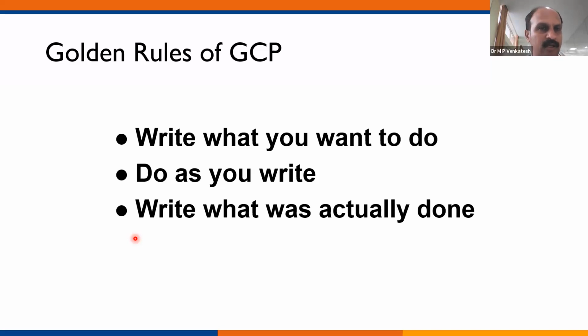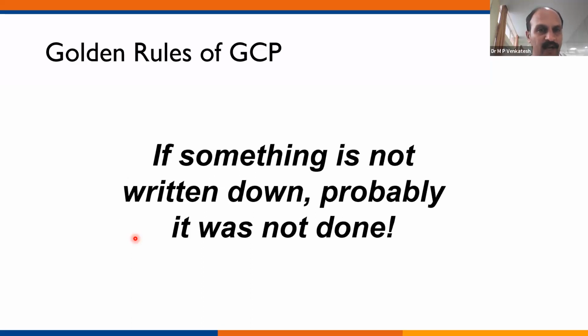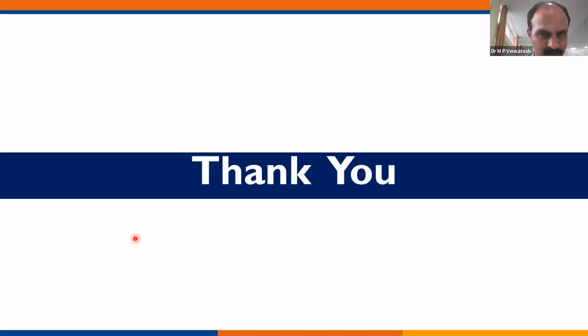So these are the 3 important rules. Write what you want to do as you write, more or less. But if you could not do it, then document what was actually done as a part of your activity. If something is not written down, that means probably it was not done. So if you have done anything, please write it down or document it.